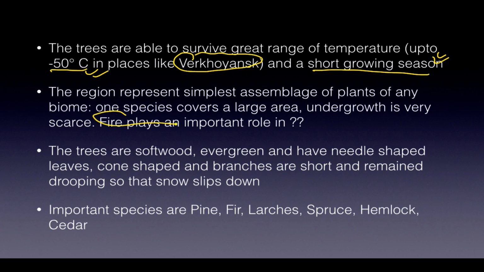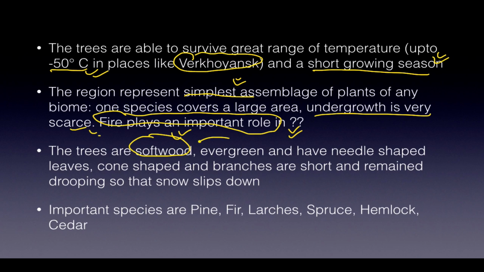Fire again plays an important role in determining community structure. And very simple assemblage. You can see that only one tree covers the entire area. That is, only one species covers the entire region. So undergrowth is also very scarce. Now as you can see, the trees are softwood type, they are evergreen, and they have needle shaped leaves.